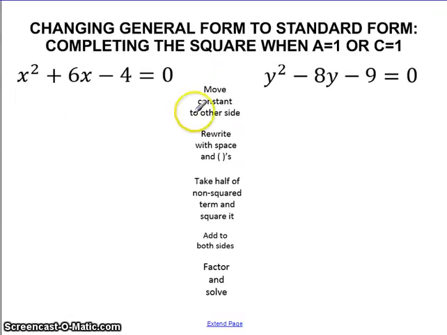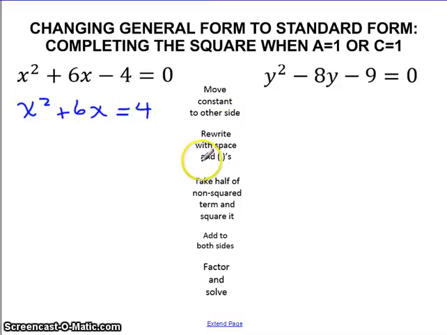So a good thing to do first would be to just get the constant term, this guy right here, moved over to the other side. We really want to get x squared and 6x in this case together to work with. So we'll just write x squared plus 6x equals 4. So I just added 4 to both sides.